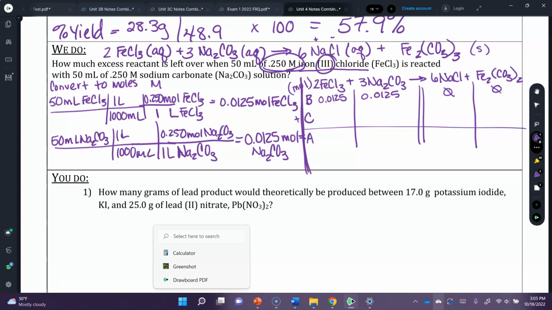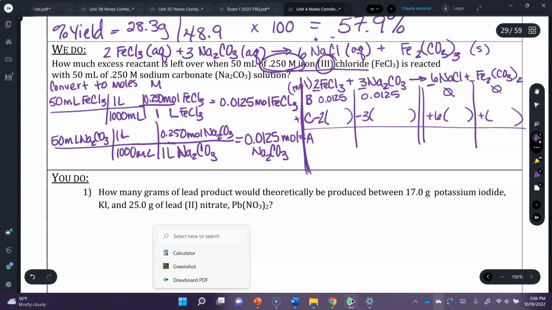How things are going to change is going to be based off of the mole ratios. So I'm going to bring those numbers down. Now, reactants, I lose them or use them, so I'm going to put minus signs. And I'm going to put a parentheses as a placeholder. I forgot a 6. That way I know that there is going to be some number that's going to go in here to make the math work out.